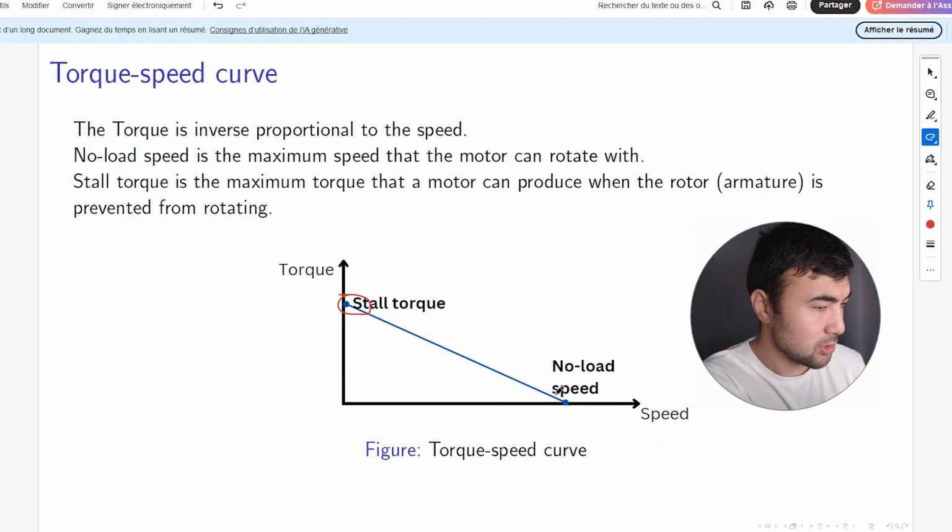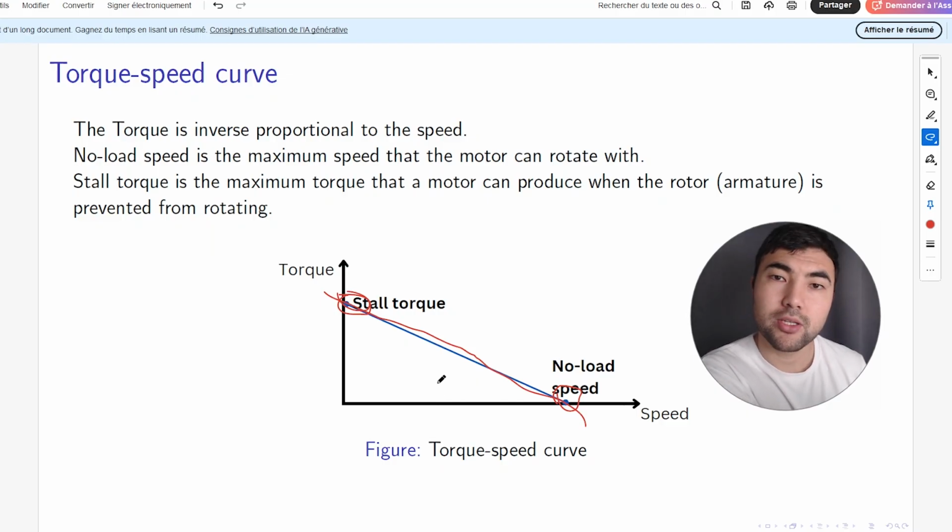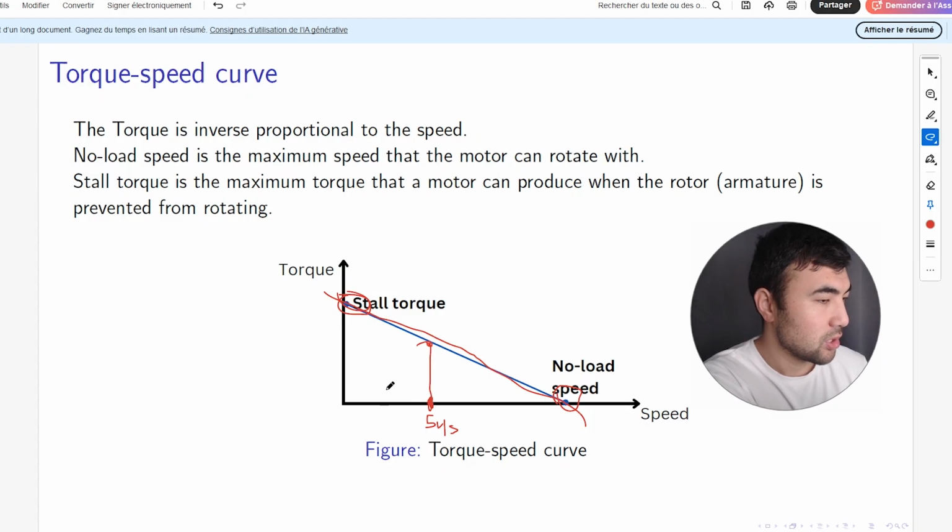So we have these 2 points, no load speed and stall torque, and then we can plot this direct line. And this line, we call it torque speed curve. And from this curve we can get some interesting observations. For example, if we have a certain speed, let's say this is like 5 rotations per second, we know how much torque we can get. So for each speed value we have the maximum torque we can achieve.